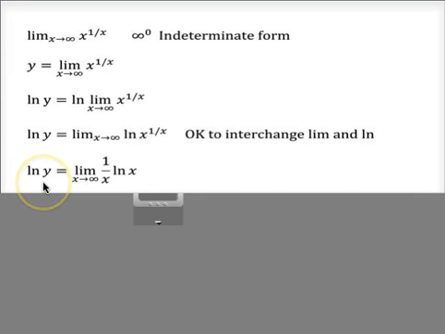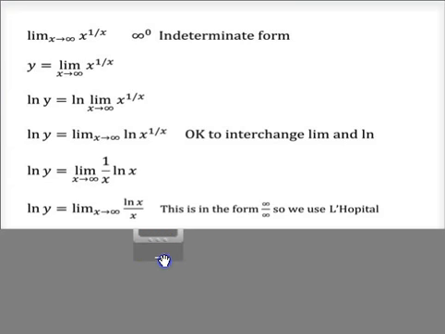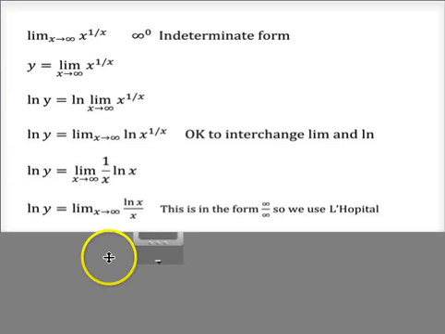Next step, we are going to apply the log rules to the right side here. So the log rules tell me that I can bring an exponent down in front and multiply it, which is what I did right here. And then after that, we are going to just rewrite it so that I have a function over a function. So instead of writing it right here as 1 over x times the natural log of x, I'm writing it as the natural log of x over x.